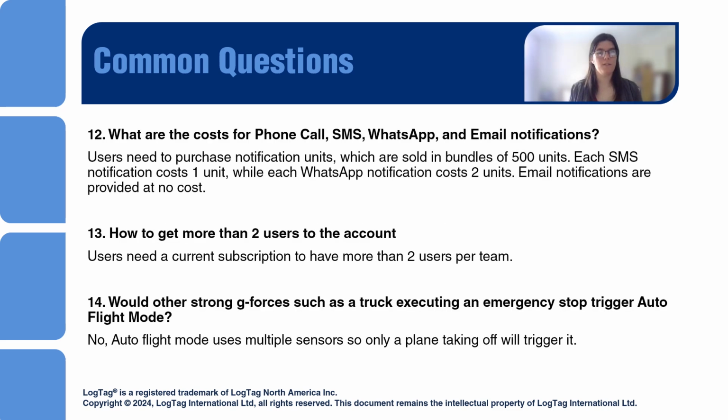Next, what are the costs for phone call, SMS, WhatsApp, and email notifications? Users will need to purchase notification units, which are sold in bundles of 500. The pricing of these varies depending on which country you're in and can be purchased through your distributor. The cost of how many units per notification also varies. In the US, an SMS notification is going to cost 1 unit, while a WhatsApp notification will cost 2. Email notifications are provided at no additional cost.